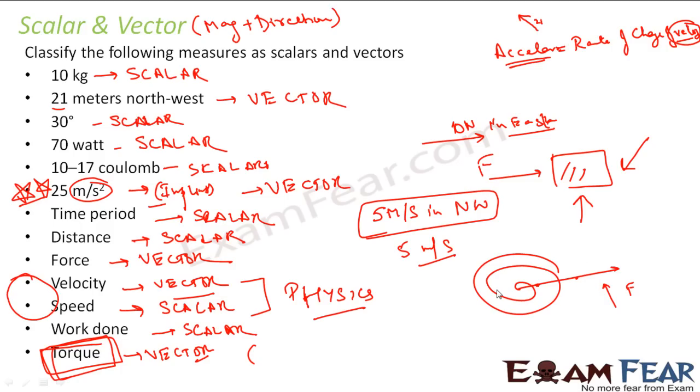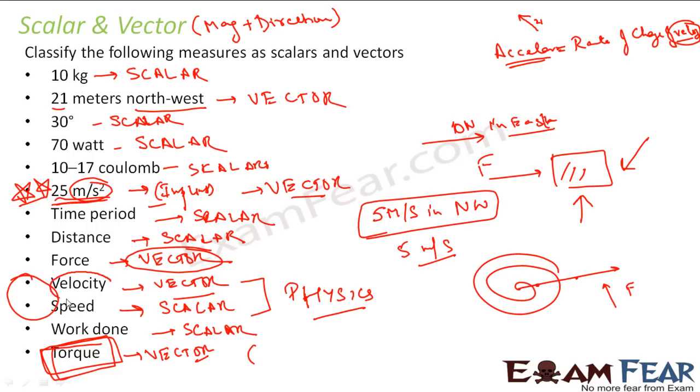So let's repeat. 10 kg, scalar, only magnitude. 21 meter in northeast, magnitude and direction, vector. 30 degree, only scalar. It only talks about degree, it doesn't talk about direction. 70 watt, scalar, no direction. Coulomb, scalar, no direction. 25 meter per second square, this is a unit for acceleration. When you talk about acceleration, you talk about direction also. So it's a vector. Time period, scalar, no direction. Distance, scalar, no direction. Force, vector, because when you apply force, you talk about the direction in which you apply force.